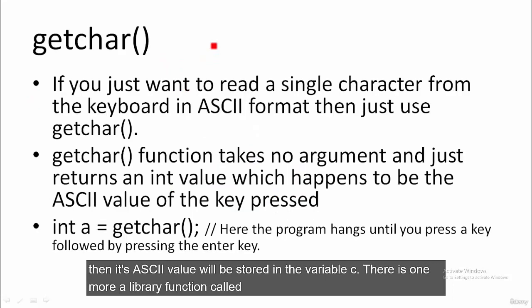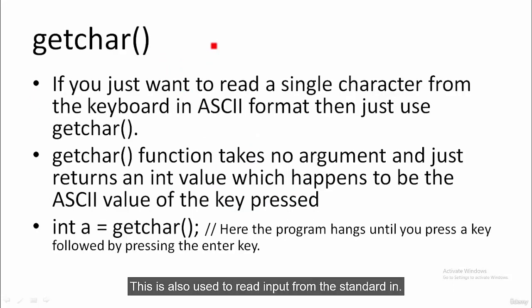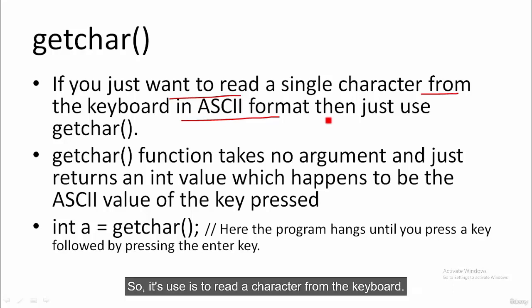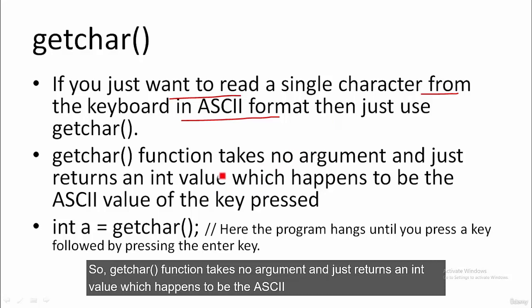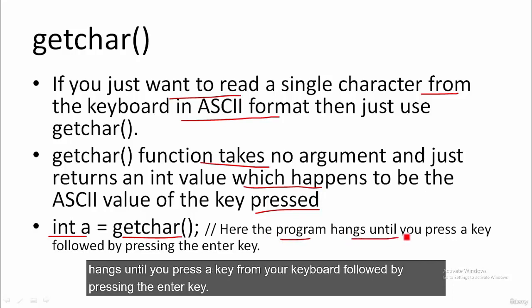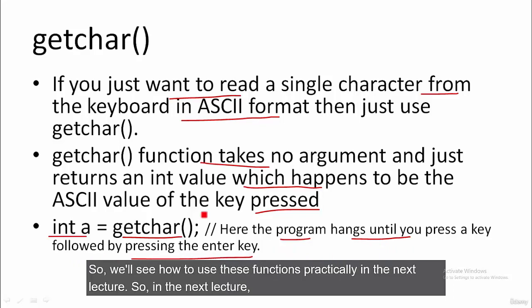There is one more library function called getchar. This is also used to read input from standard in. If you just want to read a single character from the keyboard in ASCII format, then just use getchar. Its use is to read a character from the keyboard. The getchar function takes no argument and just returns an int value which happens to be the ASCII value of the key pressed. For example, in this case, int a is equal to getchar. Here the program hangs until you press a key on your keyboard followed by pressing the enter key. We'll see how to use these functions practically in the next lecture.